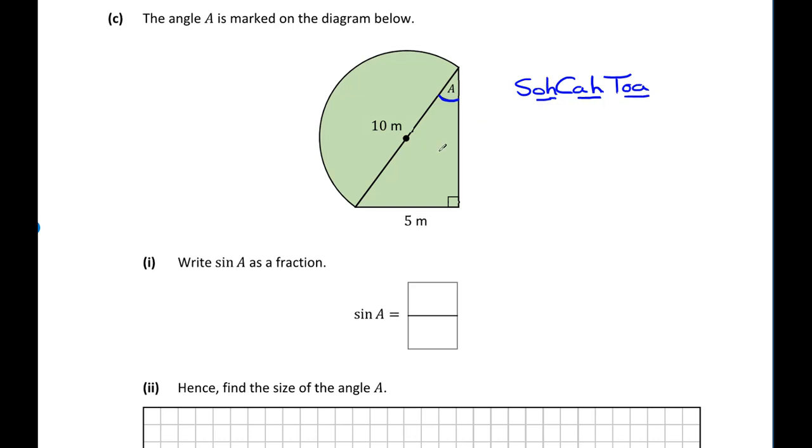Sine, opposite over hypotenuse. Okay, well, where's the hypotenuse? This is the hypotenuse, isn't it? Yes, this is the hypotenuse. Opposite. What side is opposite A? Well, look down that way. It's this. This is going to be your opposite. And then I'm going to put up, actually. You're up.